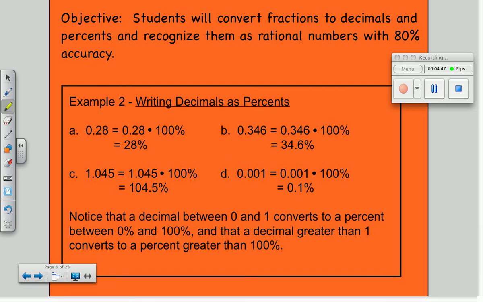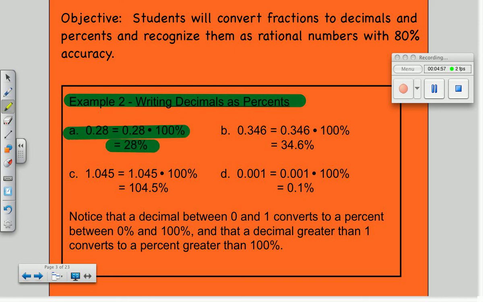Example 2. Writing decimals as percents. So this time, letter A, I have a decimal. Okay? And to write it as a percent, I move the decimal the other way now. So if I'm starting with a decimal, I move the decimal 2 times to the right. 28, 28%. Again, we're going to move the decimal twice to the right, 34.6%.